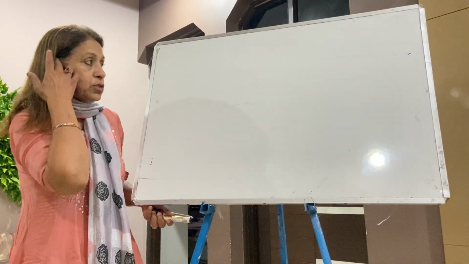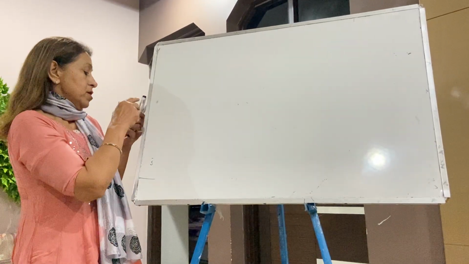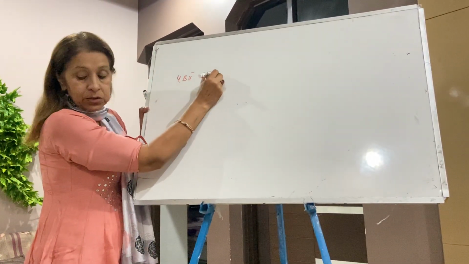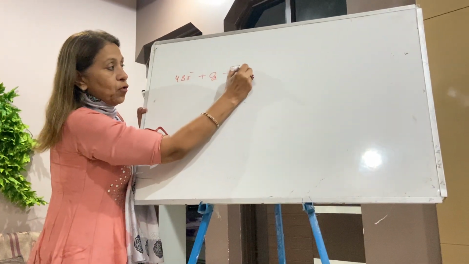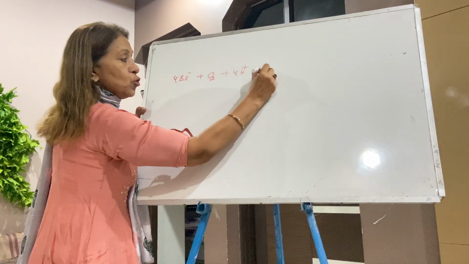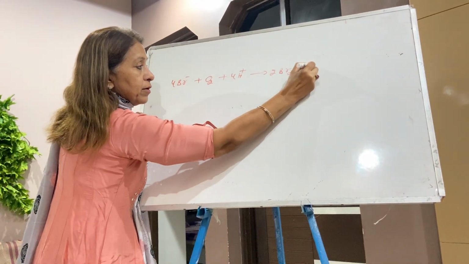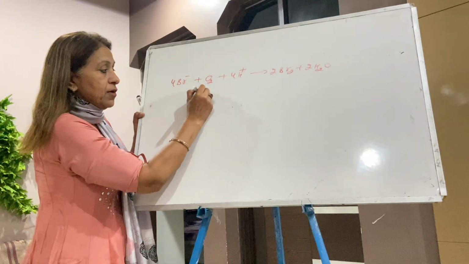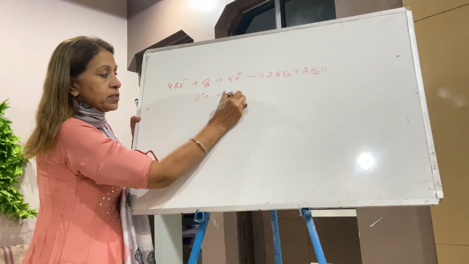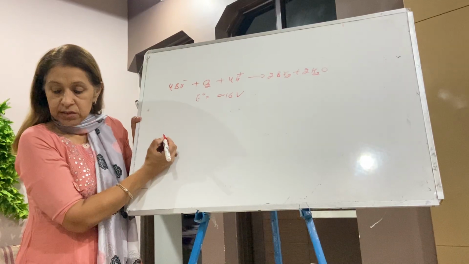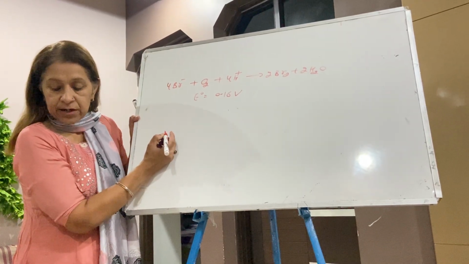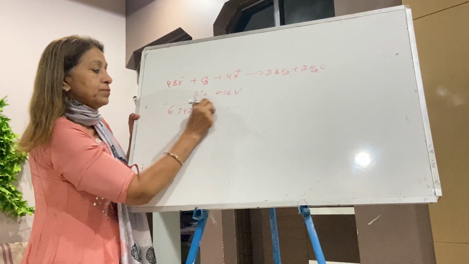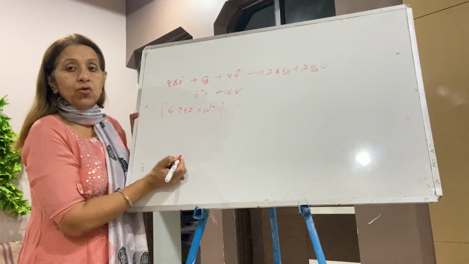Write down one question of this topic. 4Br minus plus oxygen plus 4H plus gives 2 bromine and 2 water. This question you can take at your home. E0 is given, E0 is 0.16 volt. The question is to calculate the equilibrium constant. You can write the answer is 6.742 into 10 to the power 10. You can calculate this question at your home.